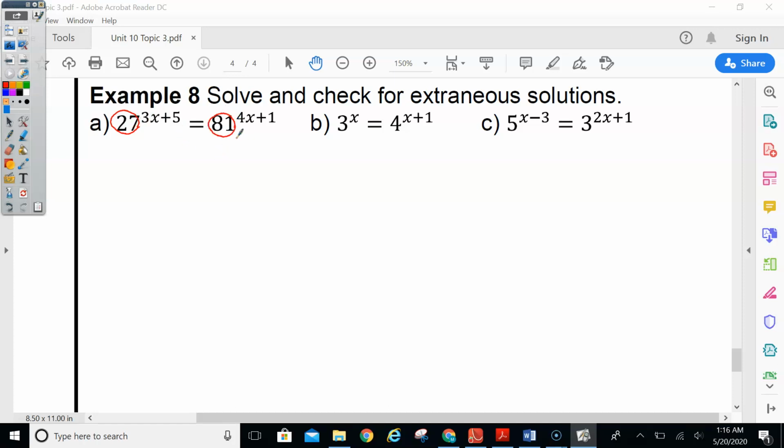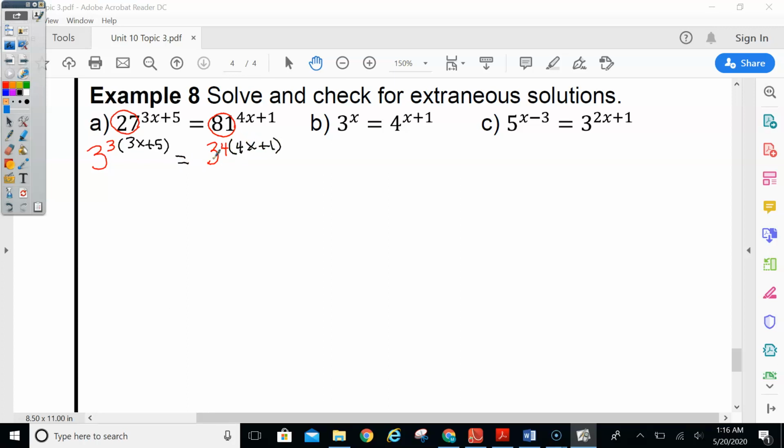Okay, so over here we have 27 and 81. If we go back to our Unit 4 with common bases, I want to know what base these two have in common. They both have a base of 3. So this is 3 cubed is 27, and 3 to the 4th is 81. So here I would multiply this exponent by the exponent that's already there, and 4 by 4x plus 1.